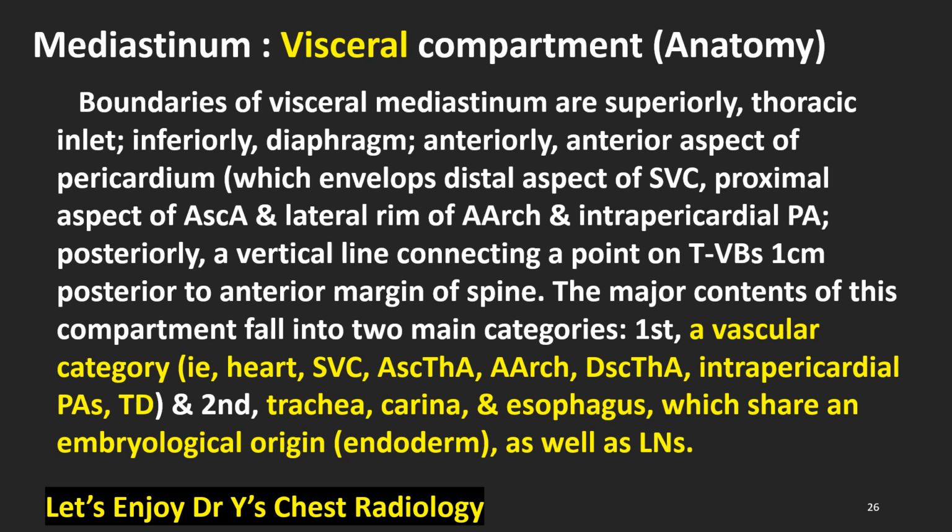First, a vascular category, in other words, heart, superior vena cava, ascending thoracic aorta, aortic arch, descending thoracic aorta, intrapericardial pulmonary arteries, thoracic duct, and second, trachea, carina, and esophagus, which share an embryological origin, endoderm, as well as lymph nodes.